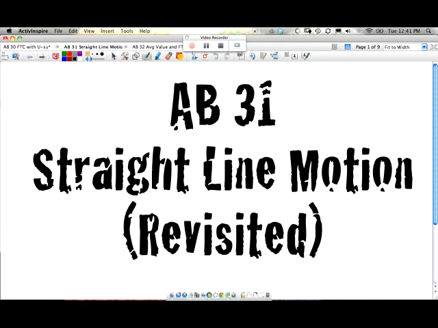Alright, class, let's revisit something. Let's look at straight lines. So, straight lines, Mr. Butler, how are we revisiting that? We've been doing curves the whole time.